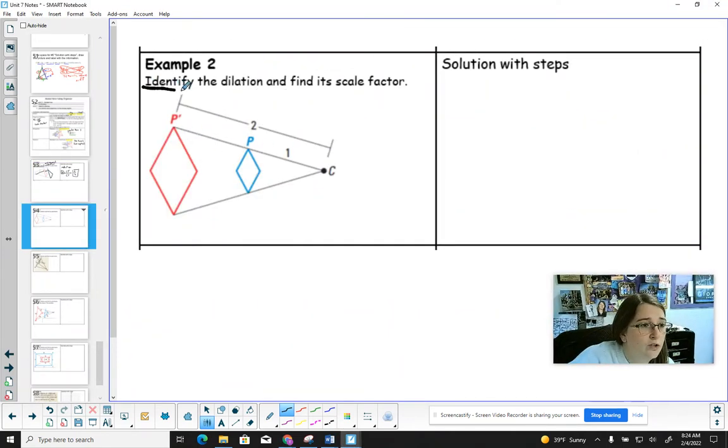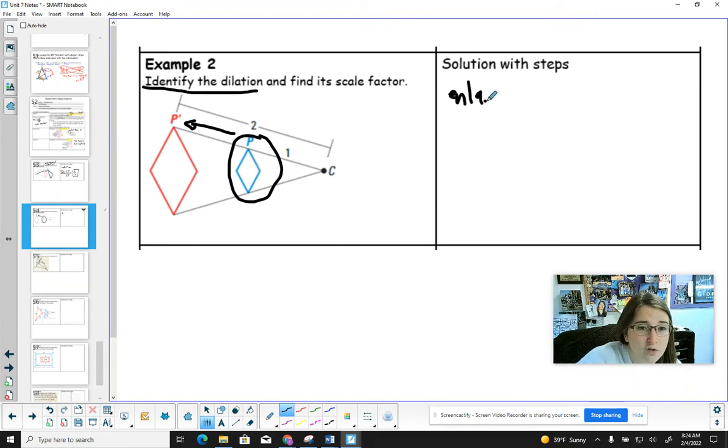So let's go ahead once more. Look at the picture. Identify the dilation. So look at your original shape. Which one of these does not have an apostrophe, right? And which one does? Are we getting bigger or are we getting smaller? We're getting bigger. This was my original shape and I moved to P prime. That's a bigger shape. So this is called an enlargement.